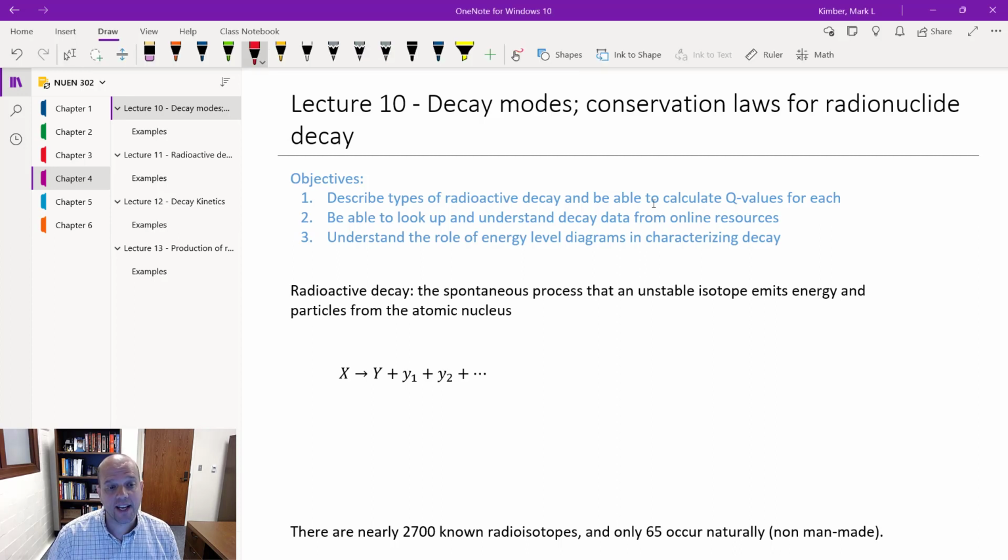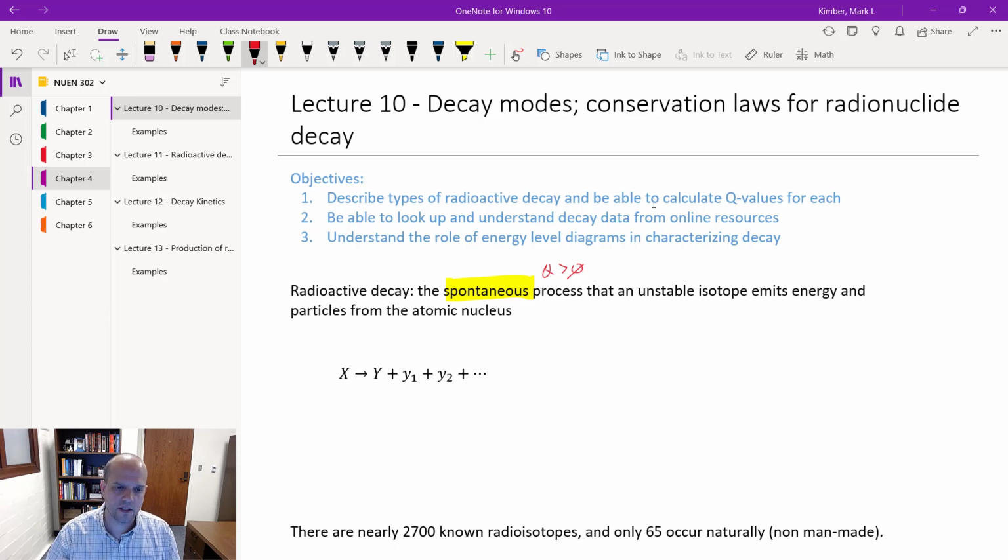So radioactive decay is defined as the spontaneous process that an unstable isotope emits energy and particles from the atomic nucleus. So this word here, spontaneous, what that means is that our Q value is 0, or Q value is greater than 0. So if we calculate a Q value, if we want to identify that this process is spontaneous, then we better find a Q value that is positive.